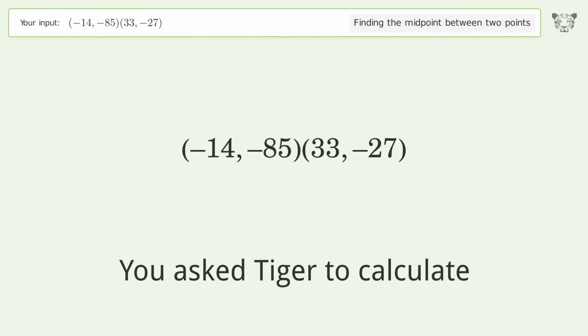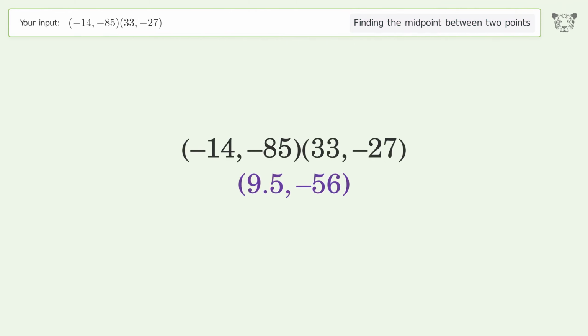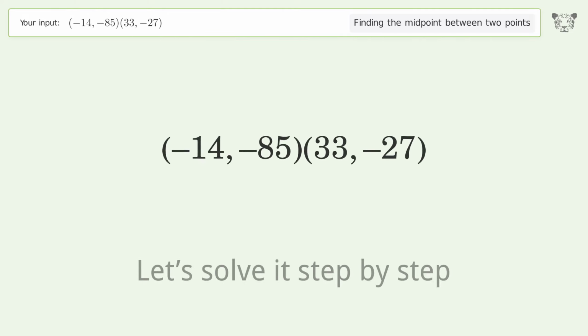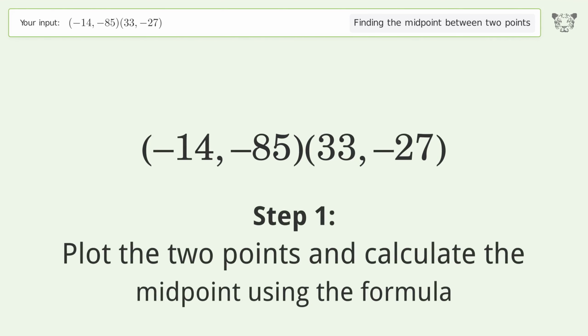You ask Tiger to calculate. This deals with finding the midpoint between 2 points. The midpoint between the 2 points is 9.5, -56. Let's solve it step by step. Plot the 2 points and calculate the midpoint using the formula.